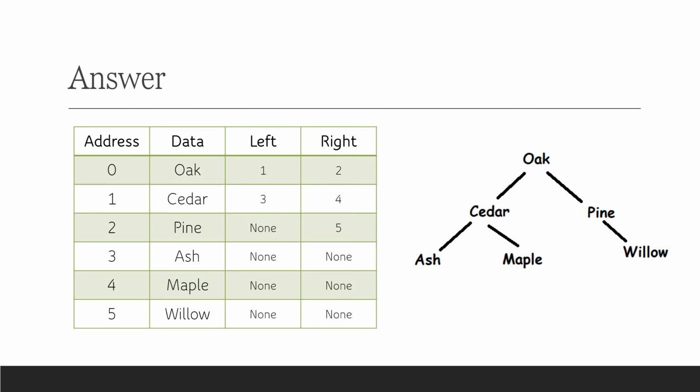Here's the answer. There's the little drawing of the tree of trees, and I've put in all the values and the pointers to make that work. So you can see ash, maple and willow are leaf nodes, so they don't have any pointers. Oak, cedar and pine do, and all those pointers work to join up the nodes in just the right way. I personally, because I'm a bit visual, like doing a little drawing, but if you can manage without, that's fine as well, of course.